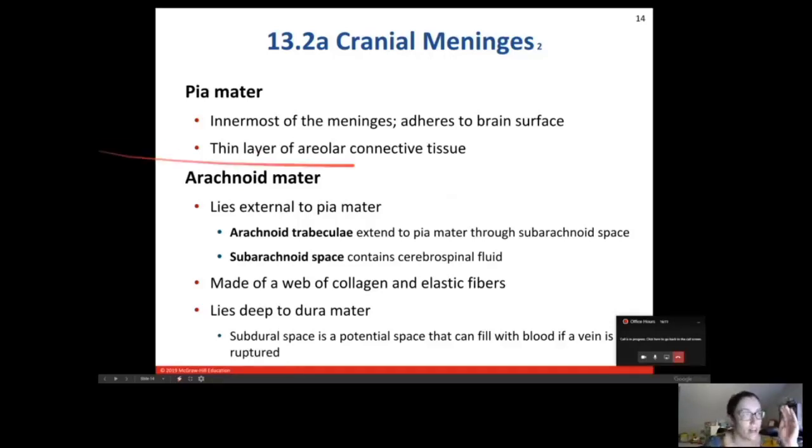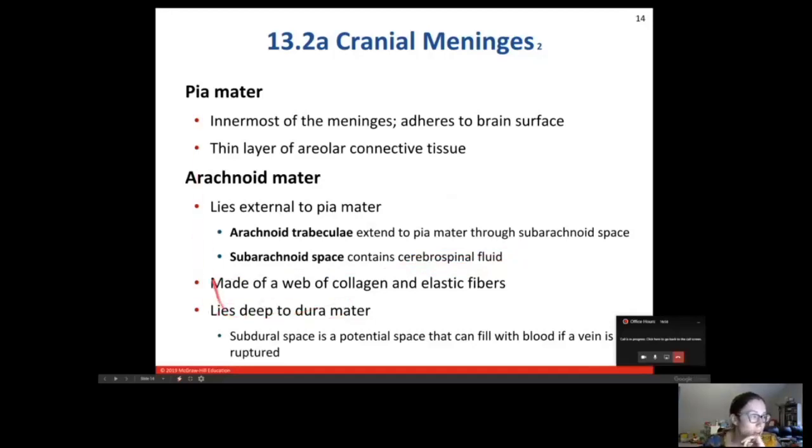And so the arachnoid mater is going to be outside of the pia mater, and there is a space in between the pia mater and the arachnoid mater. And that space is called the subarachnoid space. So sub means below, so it's below the arachnoid and right above the pia. And so the arachnoid trabeculae are going to extend to the pia mater through the subarachnoid space. And I'll show you a picture of this in a second. And the subarachnoid space contains cerebrospinal fluid. And so these arachnoid trabeculae are made of a web of collagen and elastic fibers, and they connect the arachnoid mater to the pia mater, and they keep that space open, and that space is filled with cerebrospinal fluid. And it's important that we know that there's cerebrospinal fluid in there.